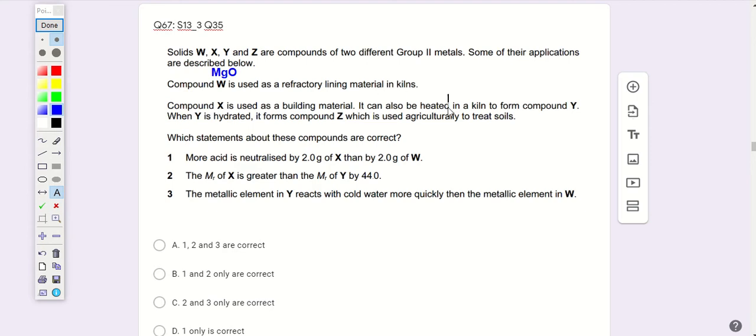It can also be heated to form Y. Something that can be heated should be calcium carbonate. And heated to form Y, this is calcium oxide. Now, when Y is hydrated, meaning you add water to calcium oxide, it forms slaked lime, which is used agriculturally to treat soil. Add water, you get calcium hydroxide.